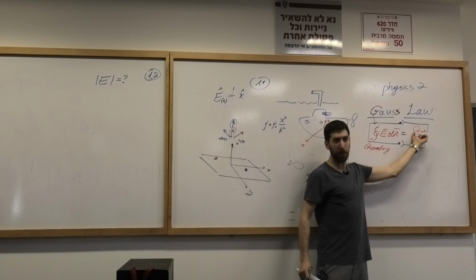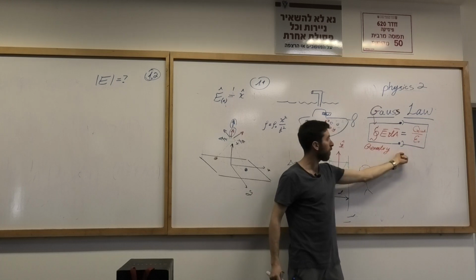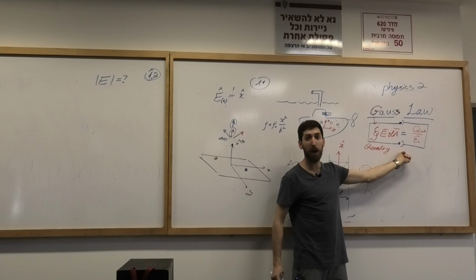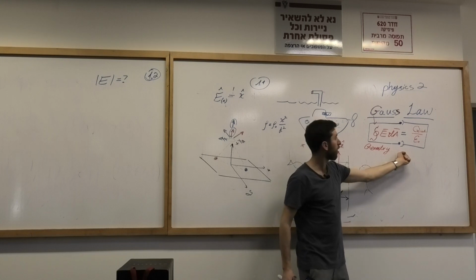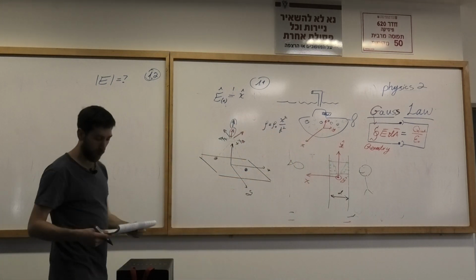What we did, we count charges. This is a new method to find electric field. So we know this always holds. This is Gauss's law. It's a fundamental law of nature, okay? Good. So we're gonna try to use that. So let's try to solve this concept.